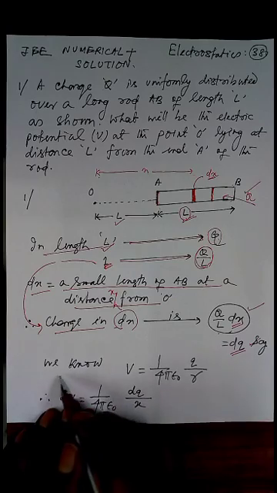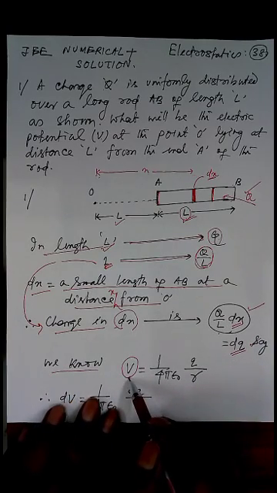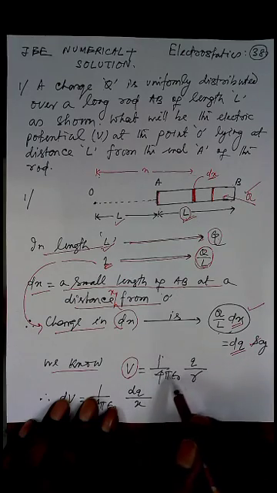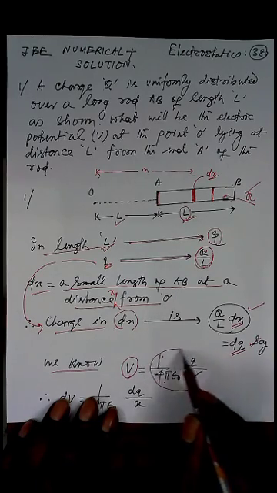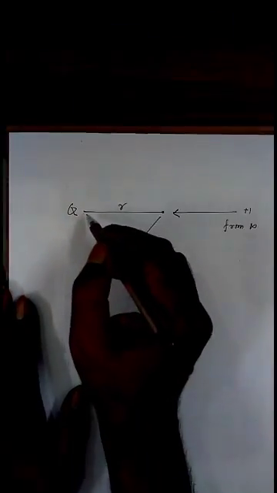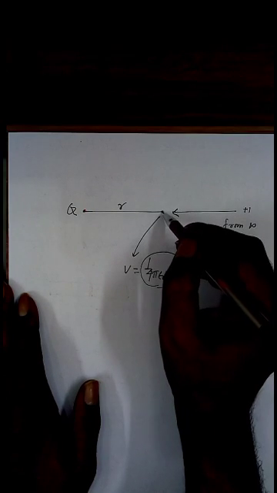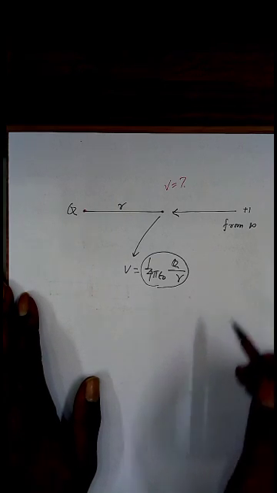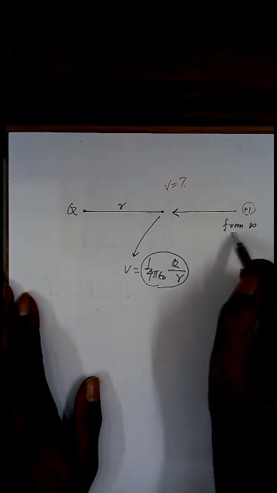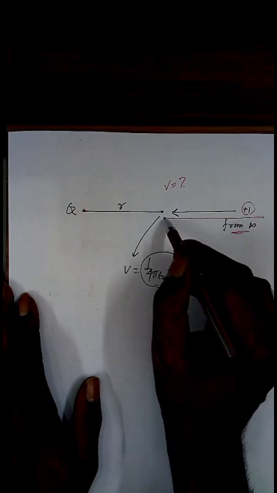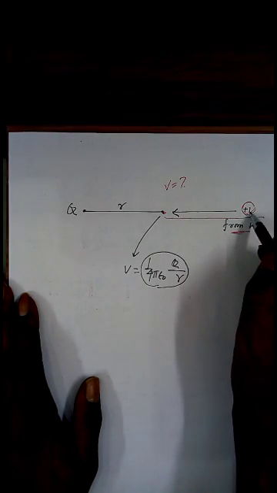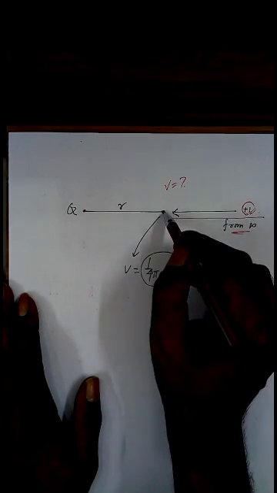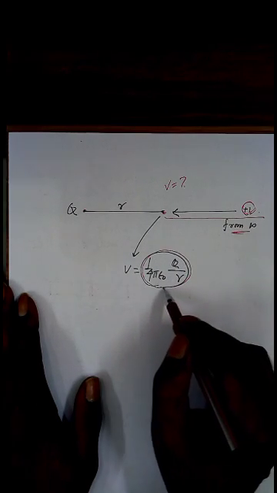And we know the expression for potential due to a single charge, from electrostatics theory: 1 by 4 pi epsilon naught, that charge divided by distance. How was this derived? Suppose there is a charge Q here and you are asked to find the potential here. For that, a test charge was brought from infinity to this point. By bringing this test charge, plus 1 unit of positive charge, from infinity to this point, this is the amount of work done.